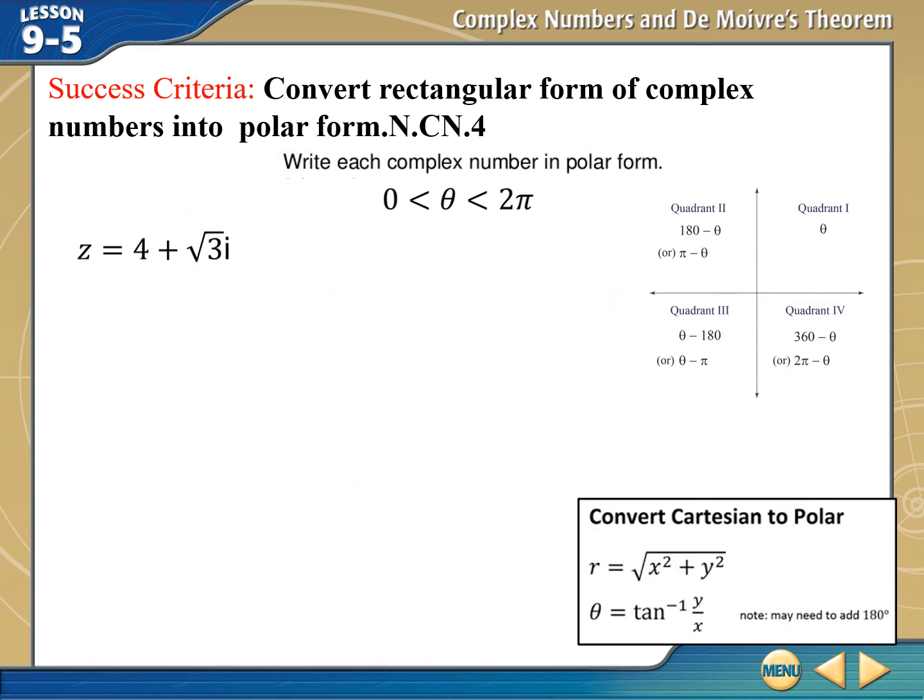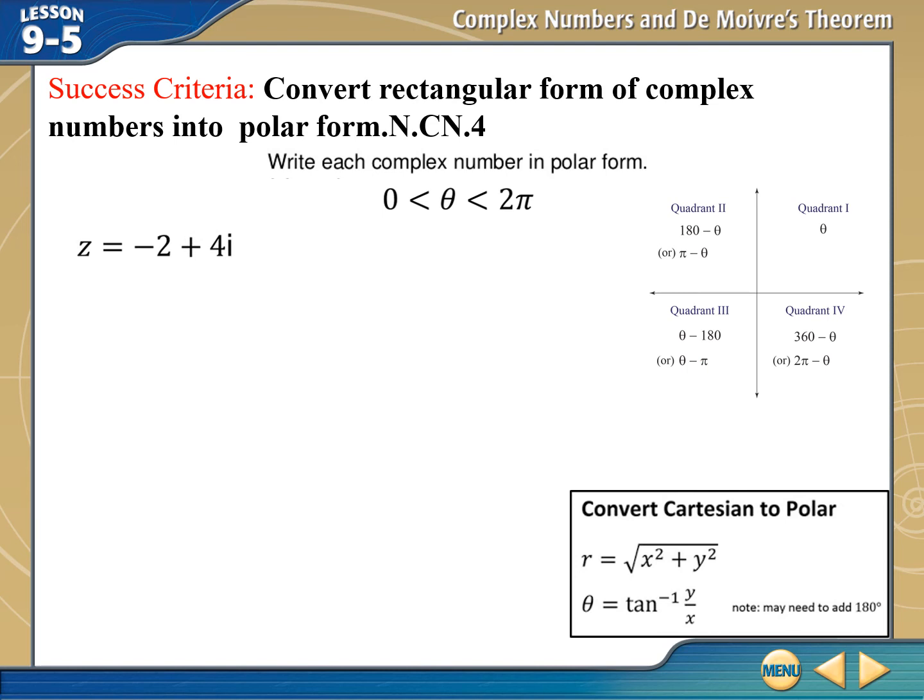Let's check another question. So here, first of all, your real part is -2. It means your A is -2. And what is your B? Your B is 4. Now -2 and +4 means you have a negative x value and a positive y value. So negative x here and positive y over here, which means you are talking about the second quadrant.